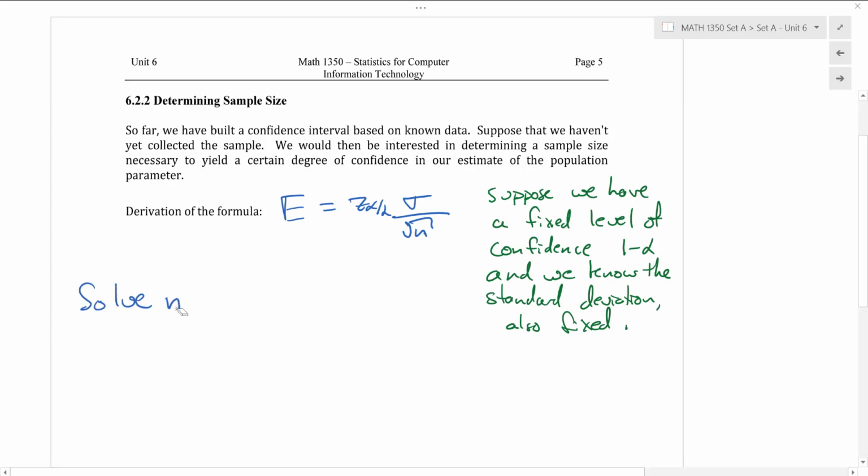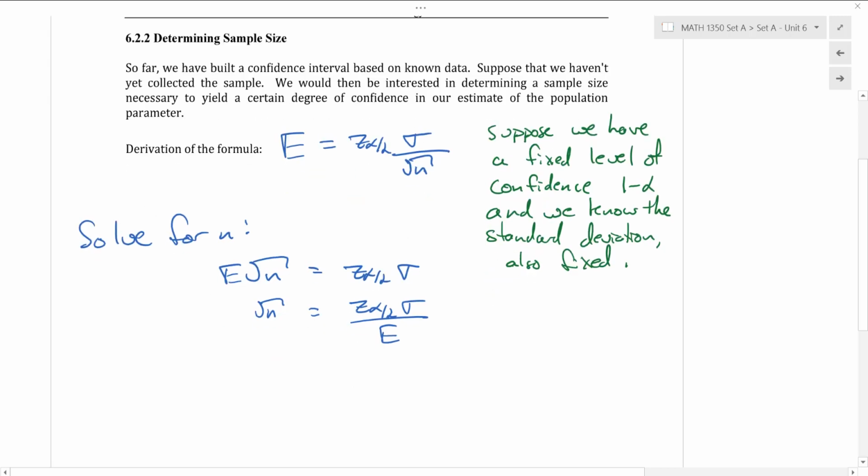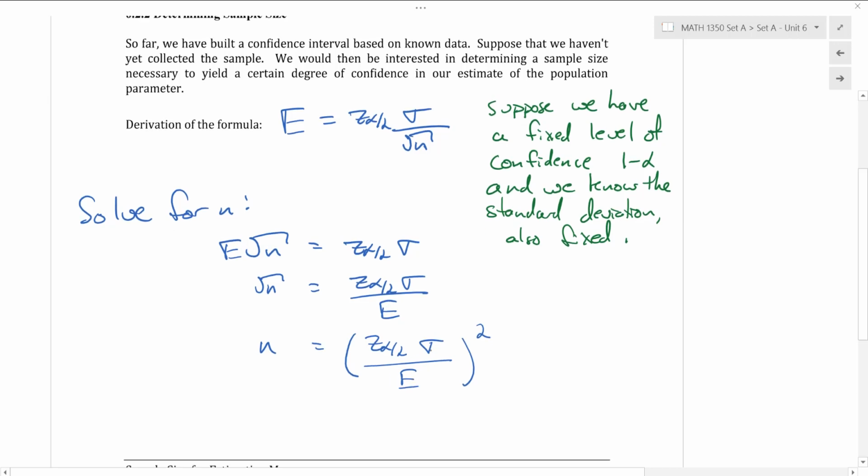Let's try now to solve for n. So we can take this equation and rearrange. Let us first clear the fraction, and then get rid of the E. In this way we can solve for n. Let's take the square of both sides. In this way, if you have E as well as sigma and z alpha over 2, you can combine them to find the sample size that you need.